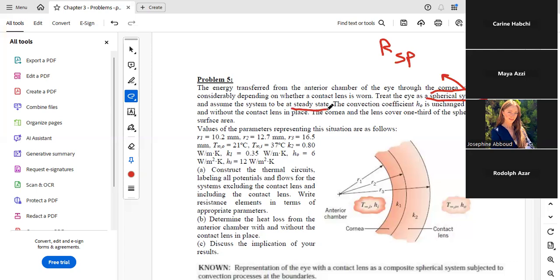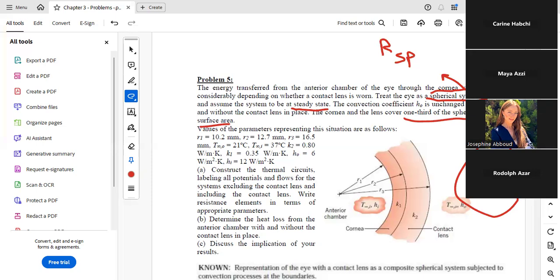So we can work with the thermal circuit. The convective coefficient h out is unchanged with and without the contact lenses in place. The cornea and the lenses cover 1/3. This is a small trick, okay? We don't have a complete sphere. We have just 1/3 of the spherical surface area.